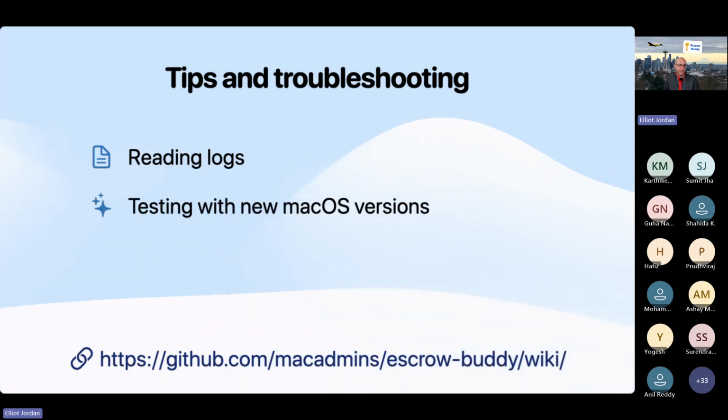And also making sure to test Escrow Buddy with new macOS versions. 15.2 just came out a couple of days ago. I made sure to install 15.2 on a test device and run through my Escrow Buddy workflow to make sure that everything was still working. It was, thank goodness. So if you have Appleseed for IT, you can also do this on the betas.